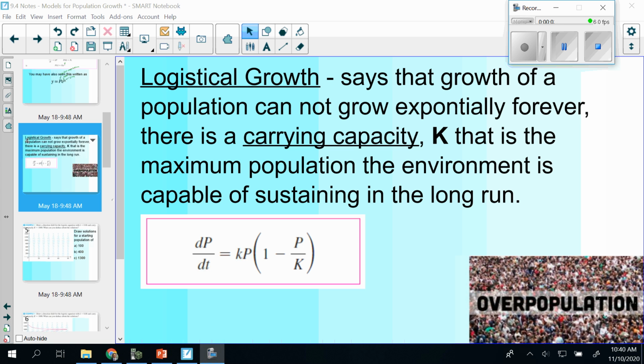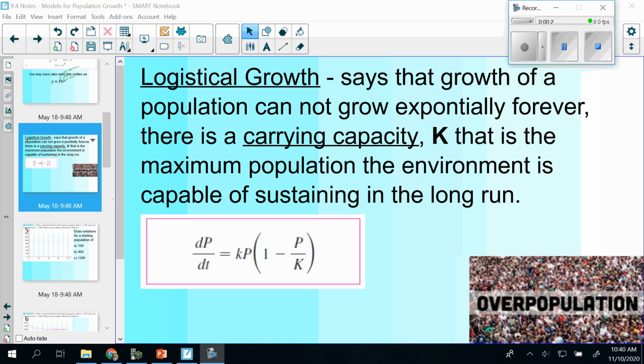All right, another growth model is logistical growth. Logistical growth says that the growth of a population can't grow exponentially forever. And that's due to the environment. So there is a carrying capacity, which we're going to use capital K for. That is the maximum population the environment is capable of sustaining in the long run.